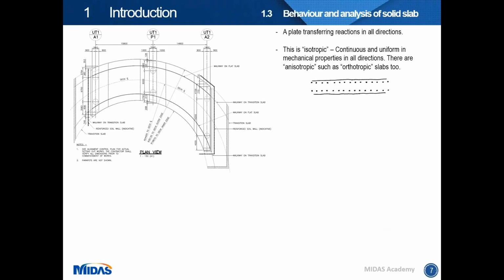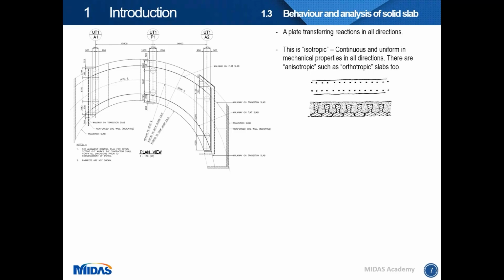So what is a solid slab? How does it behave as a bridge deck, and how do we analyze it? A solid slab is basically a plate transferring reactions in all directions within its plane. Here is a typical cross-section showing what a solid slab is like. It is isotropic, meaning that it is continuous and uniform in mechanical properties in all directions within its plane.